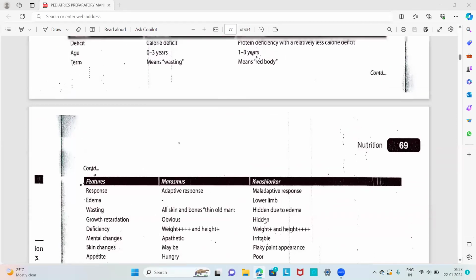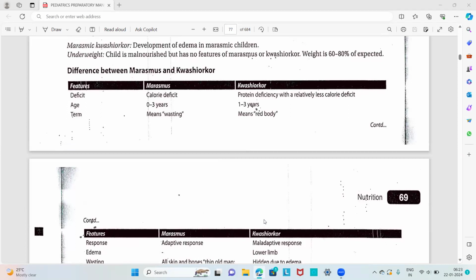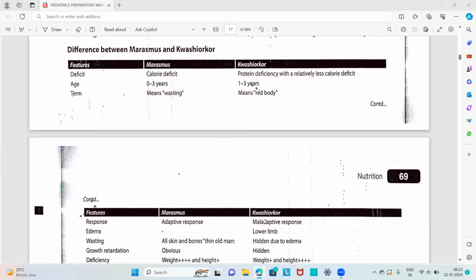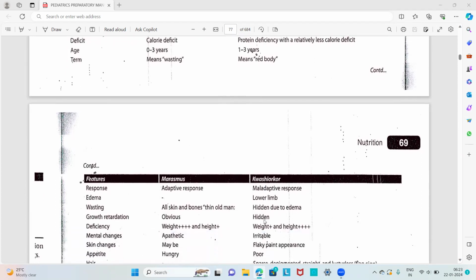So these are the major differences between marasmus and kwashiorkor. The deficit is due to calories. There is a calorie deficit in the case of marasmus, but protein deficiency with relatively less calorie deficit in the case of kwashiorkor. Age is 0 to 3 years in marasmus, and 1 to 3 years in kwashiorkor. Marasmus means wasting, so the child looks like an old man, and kwashiorkor means red baby, red body.